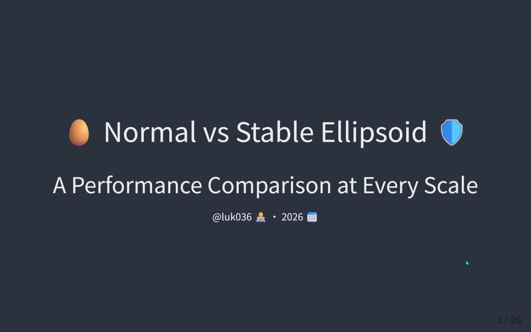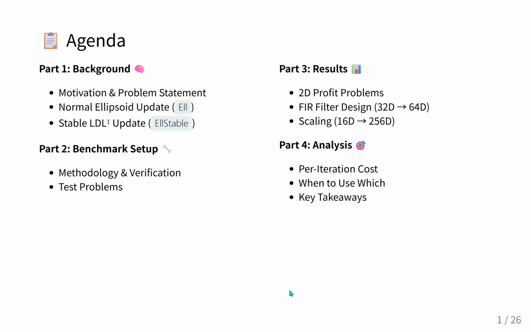Today, we're exploring this really highly technical 2026 presentation by a researcher who goes by the handle Luck036. The paper is titled Normal versus Stable Ellipsoid, a Performance Comparison at Every Scale. And it is dense. Yeah, extremely dense. But our mission today is to decode all this research because, hidden inside all that math is a really surprising truth about optimization algorithms. Exactly. It's all about how to make these critical algorithms essentially numerically bulletproof, but without sacrificing like a single drop of speed. Right. Okay, let's unpack this.